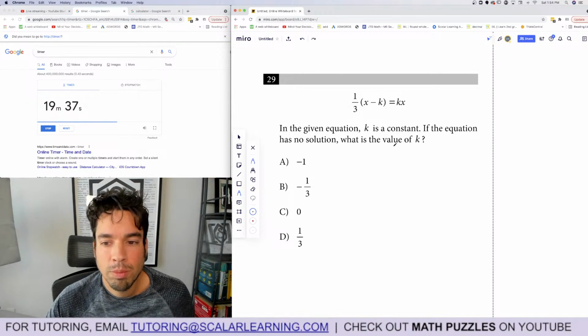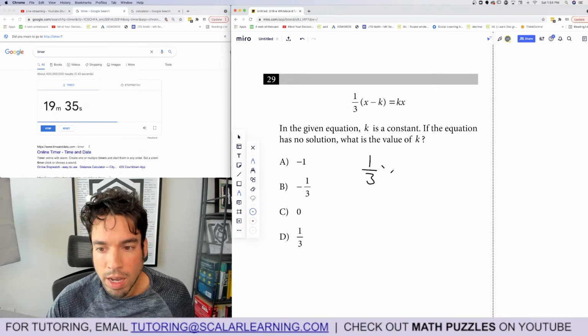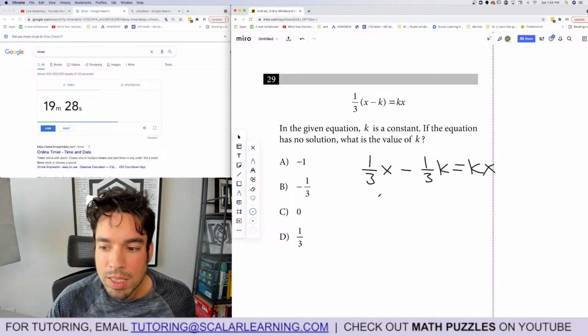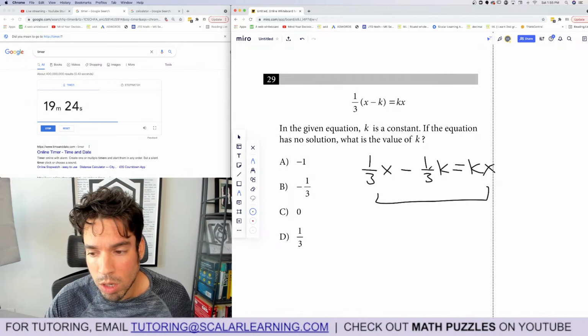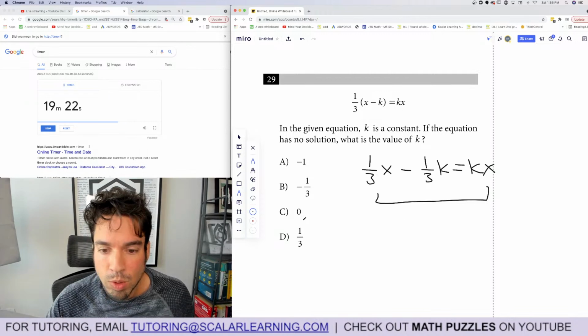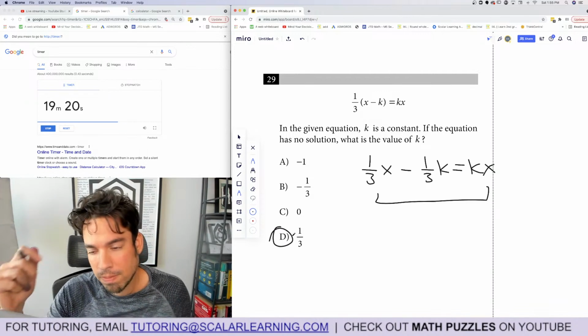So I'm going to distribute the 1/3. I get 1/3 x minus 1/3 k equals kx. Since the equation has no solution, these terms need to be matched up, and then we have an extra constant here that will always throw it off. That's the main idea. So k has to be 1/3, and you're done. That's it.